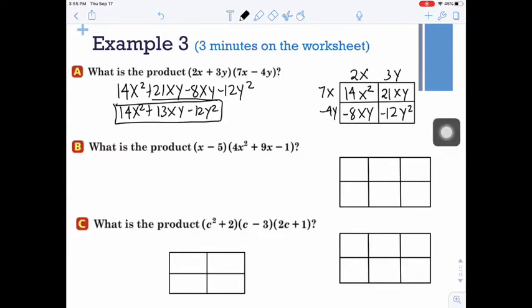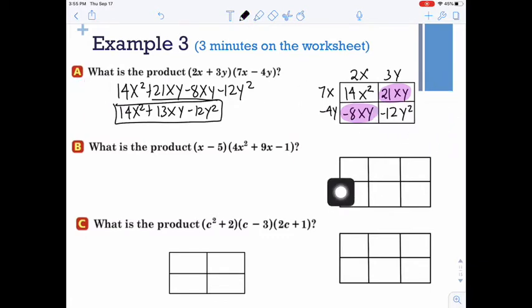Now, I didn't have to do this step right here. I didn't have to rewrite them all, because if we look at the box, you can see I have a 21xy and I have a negative 8xy. I can combine those before I write anything out. So I could say, okay, I'm going to start with my 14x squared, 21xy and negative 8xy gives me 13xy, and then I have negative 12y squared. So I can skip this step if I really want to.